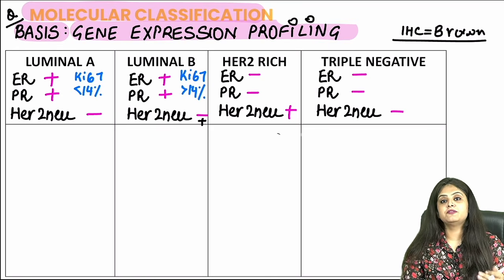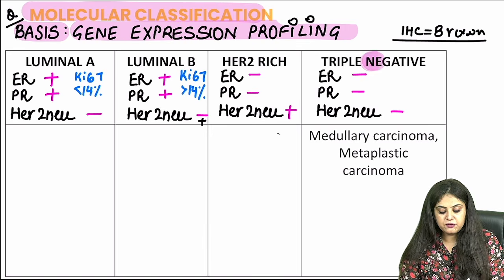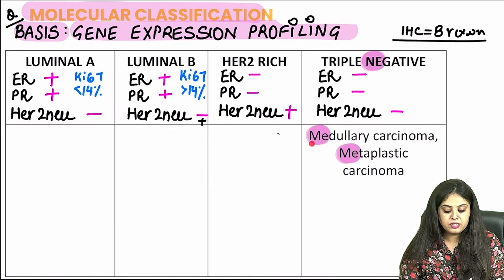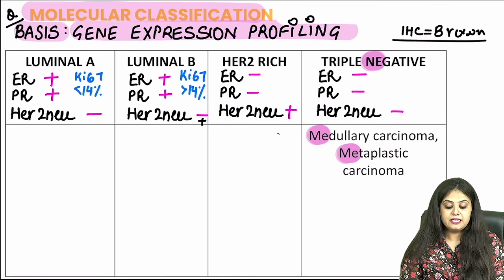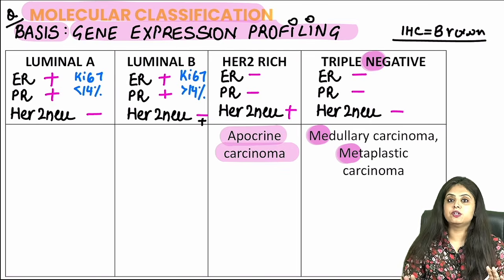Now which type of cancer comes under which of these? When I'm talking about triple negative, NE for negative, so ME breast cancers come under it. That is medullary carcinoma breast, metaplastic carcinoma breast are triple negative. Then when we talk about HER2 rich, the only one cancer that you have to know is the apocrine carcinoma of the breast, which is HER2 rich.